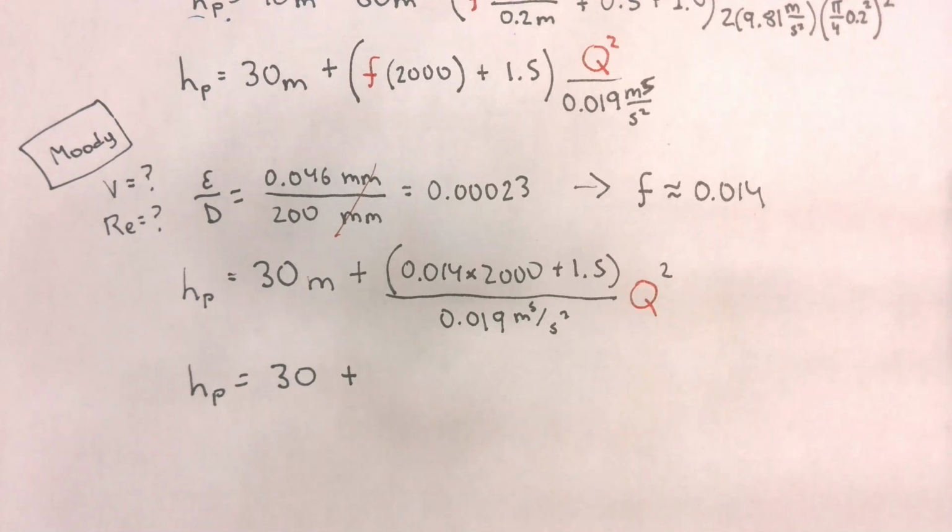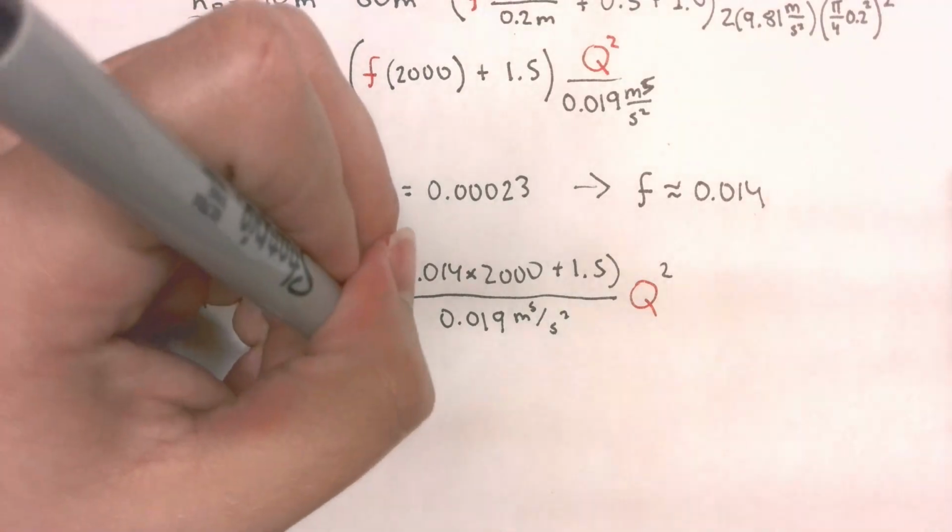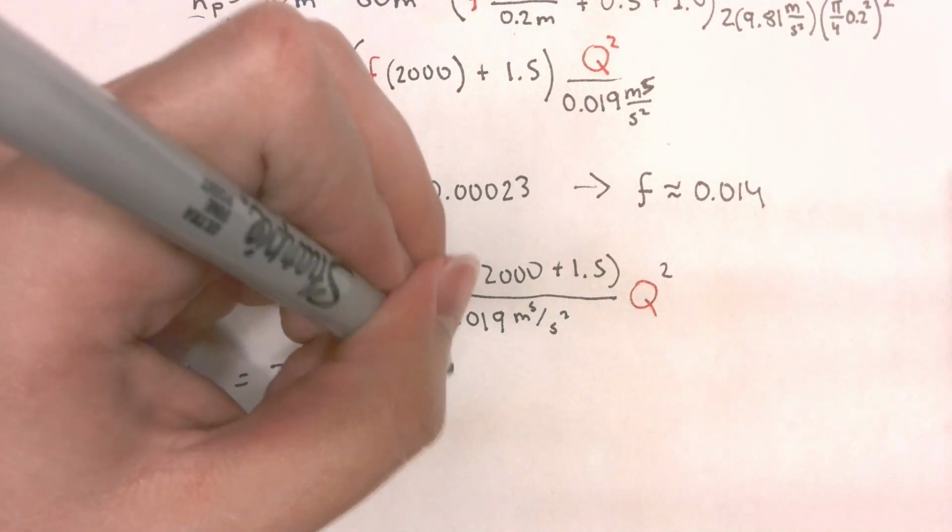Would it be 2210.5? Can somebody confirm that? I got 1552. I got the same thing. I also got 1552. All right, so I'm going to do 1552.